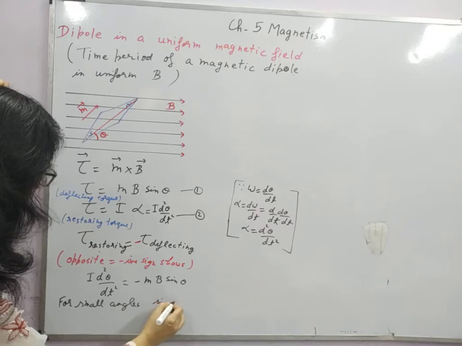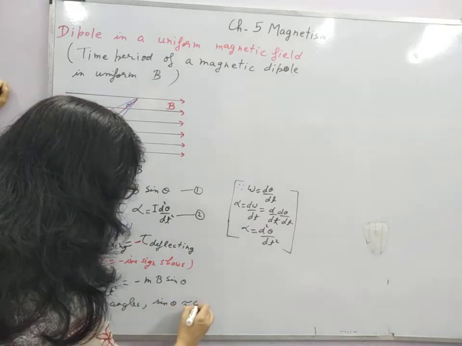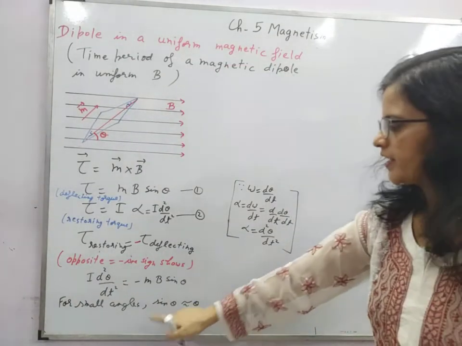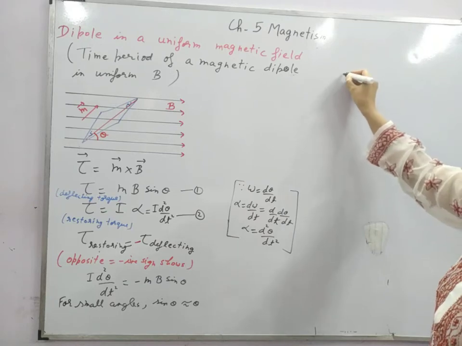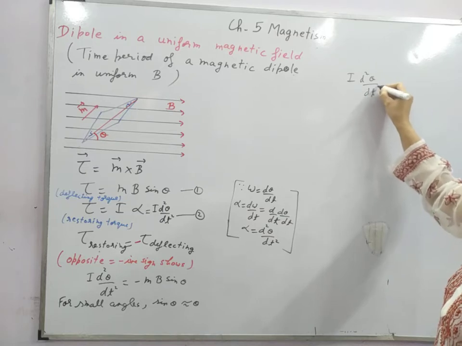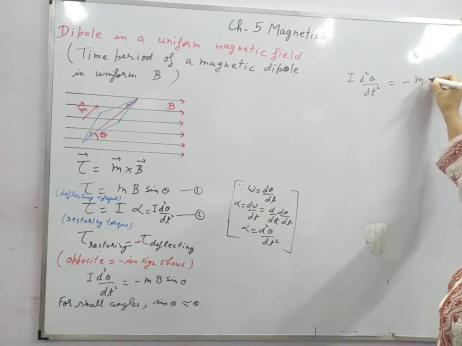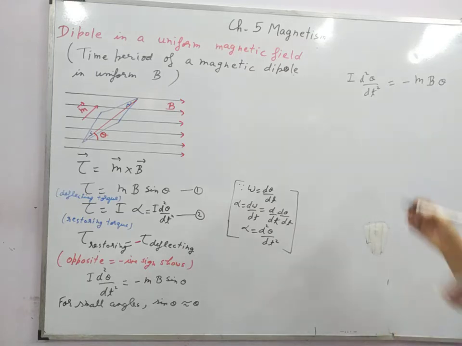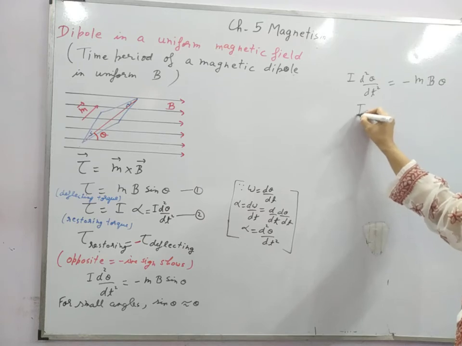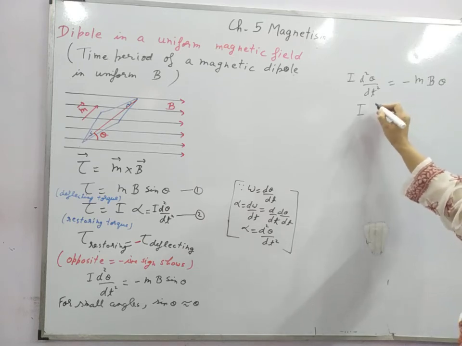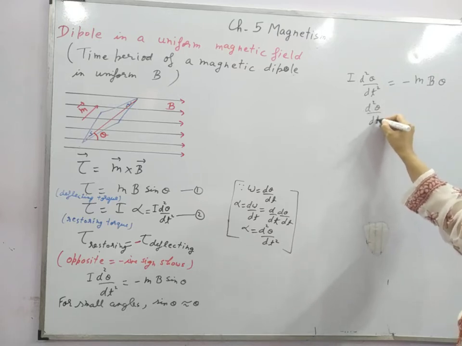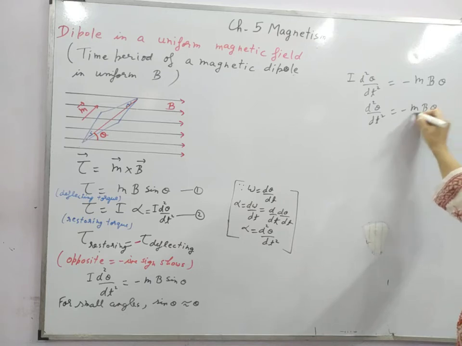Now for small angles, sine theta can be considered nearly equal to theta only, right? So we are putting this condition that sine theta is equal to theta, so I can write I d square theta upon dt square is equal to minus mB into theta, right? This I can write as d square theta upon dt square is equal to minus mB theta upon I.